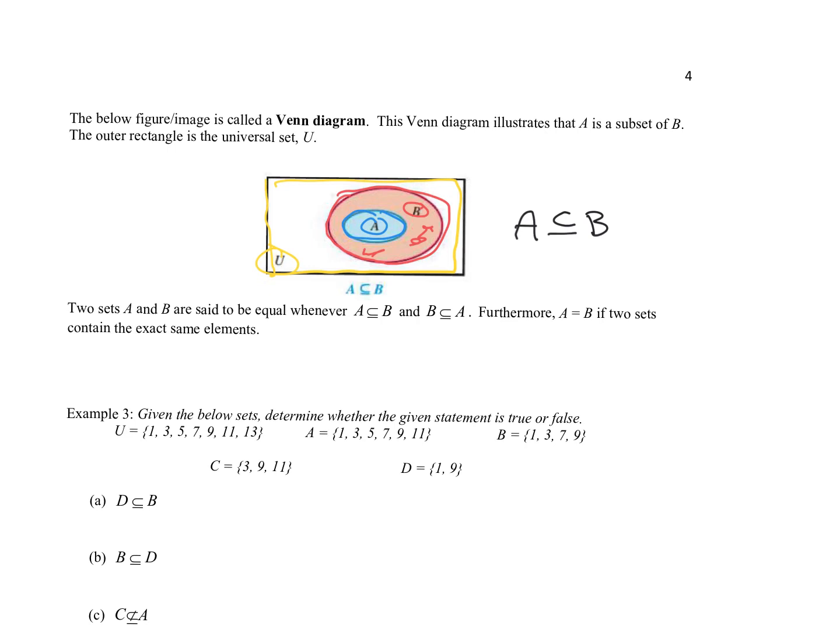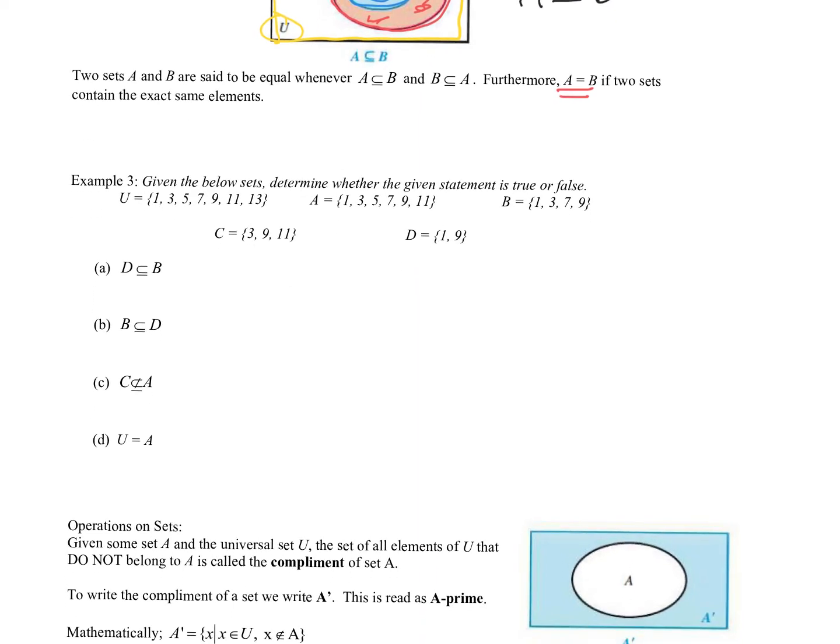Two sets A and B are said to be equal if and only if A is a subset of B and B is a subset of A, which means they are equivalent if they have the exact same elements. So let's take a further investigation of this. So I have some sets below. I have U, A, and B, C, and D. So the first question asks, is D a subset of B?